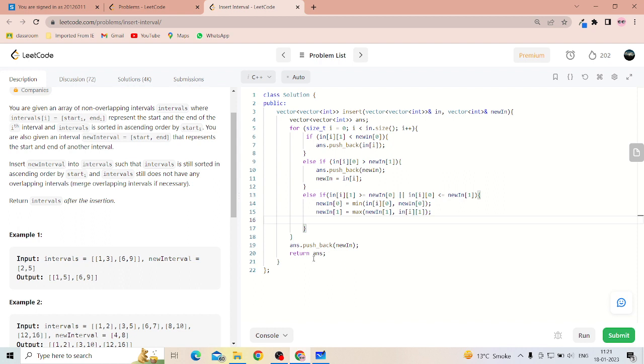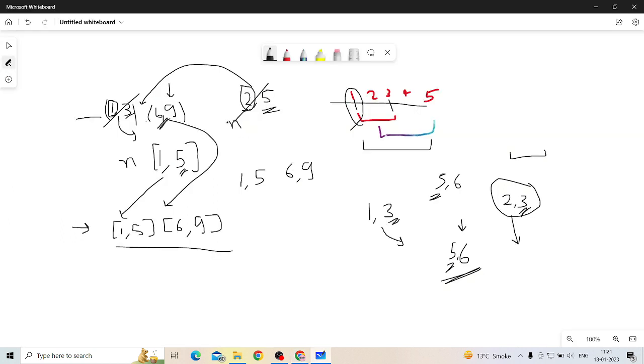So at last, if we are at last index, we will just compare. If I have new interval and I have just last index, I will compare. If it is suitable, I will store it, and I will make it new interval. But now I have reached the last, I've reached s dot size.